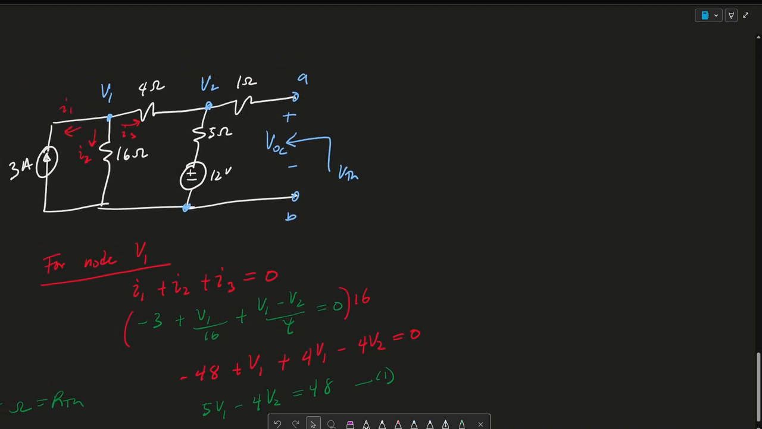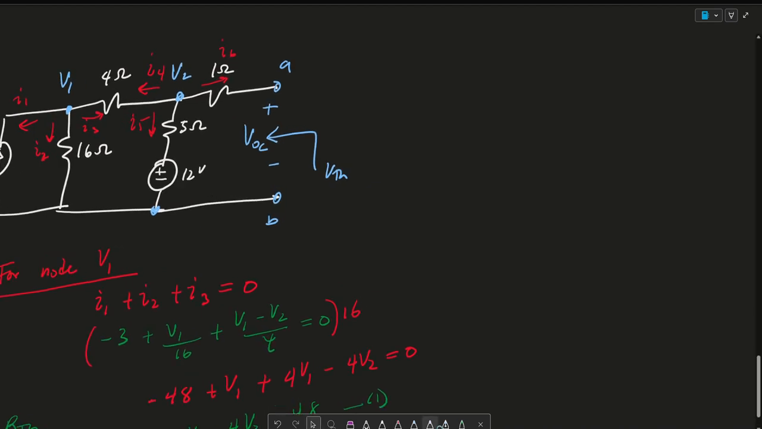For the second equation, let me zoom out here so you can see. In terms of V2, the currents are leaving. So let me consider this I4, I5, and I6. I4 plus I5 plus I6 has to equal 0. When I write my equations, I4 is V2 minus V1 over 4. I5 is plus V2 minus 12 over 5. And I6 is 0 because, again, this is infinite resistance. So plus 0 is equal to 0.